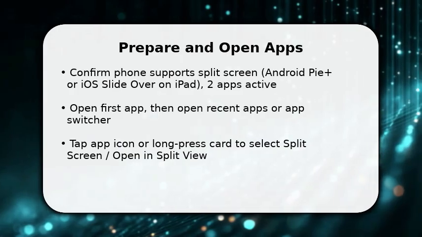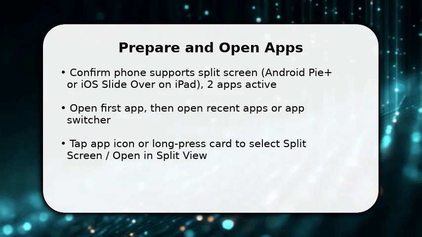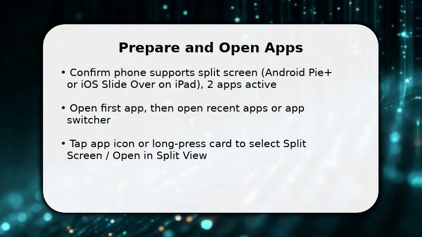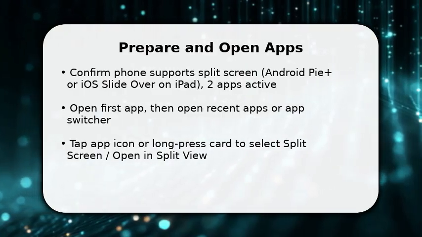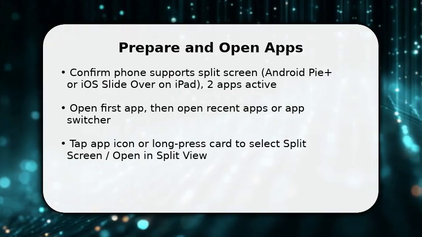Enjoy the video. You start by making sure your phone supports split screen and the two apps you want are open. Open the first app, then invoke the Recent Apps view. On Android, swipe up or tap Recents. On iPad, use the dock for slide over.